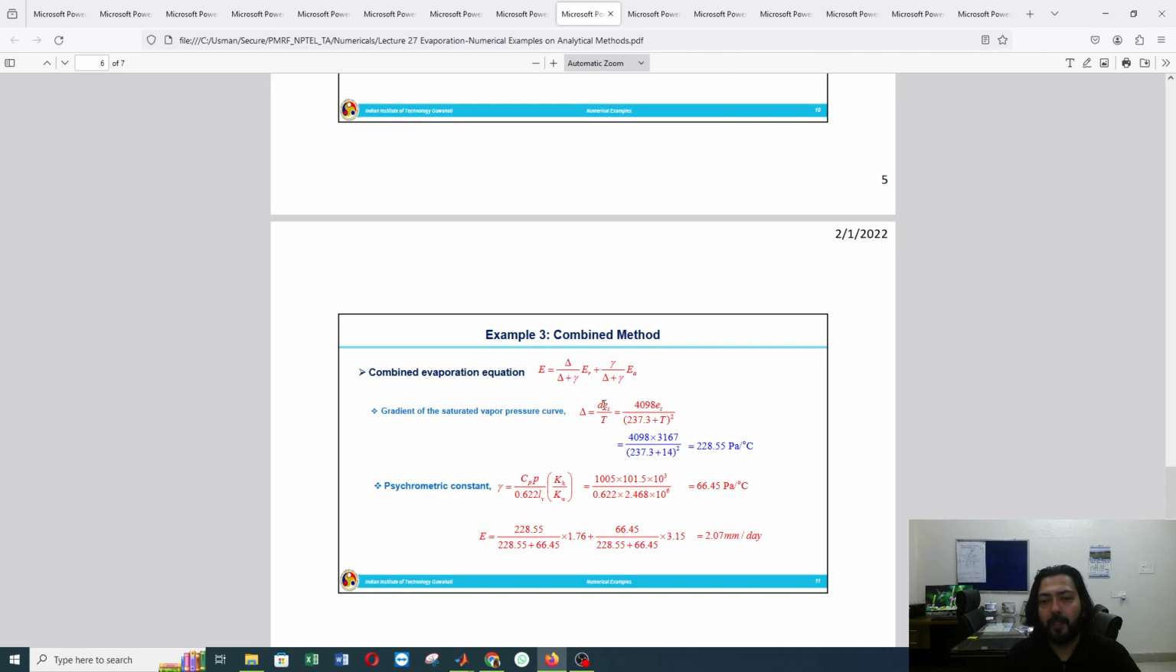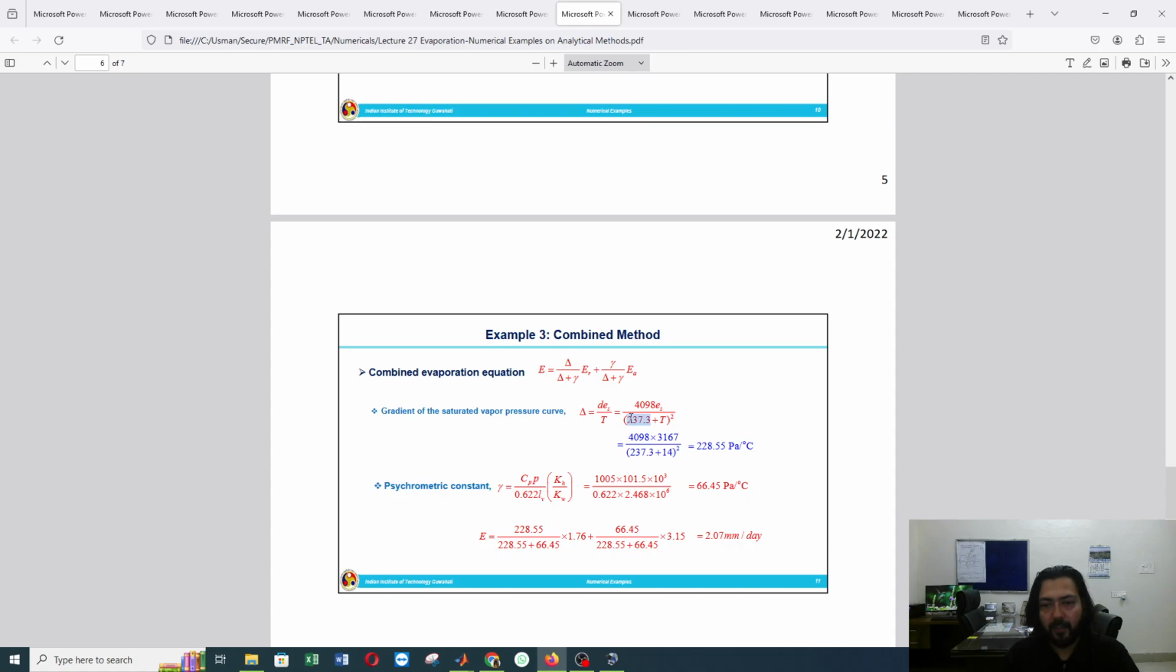Here again we need to calculate two things, that is delta and gamma. In most cases gamma would be given to you. If not, then you have to remember the equation for the psychrometric constant, that is gamma is equals to Cp into P upon 0.622 Lv, upon Kh into Kw, and this will give you the value of the psychrometric constant. And delta is very easy to calculate. We know the equation: 4098 Es upon (237.3 plus T) the whole square. The important thing to remember here is 237.3. Most of the time we get confused with 273.